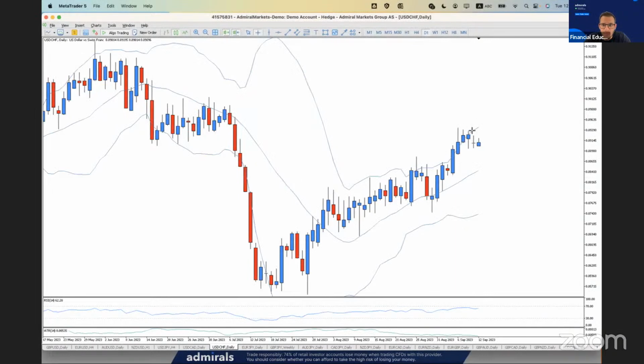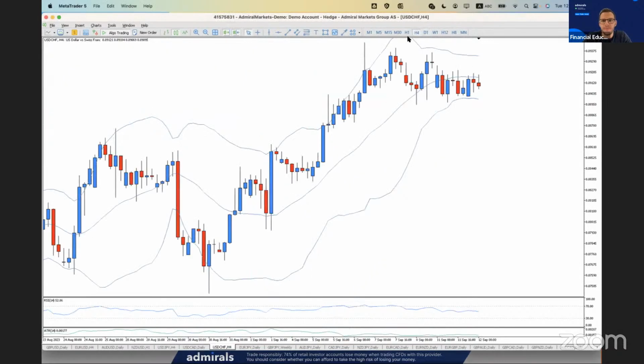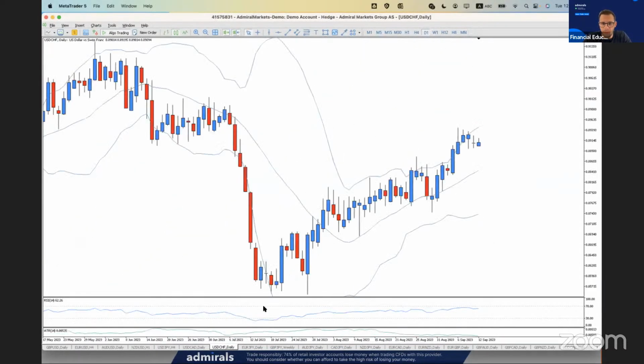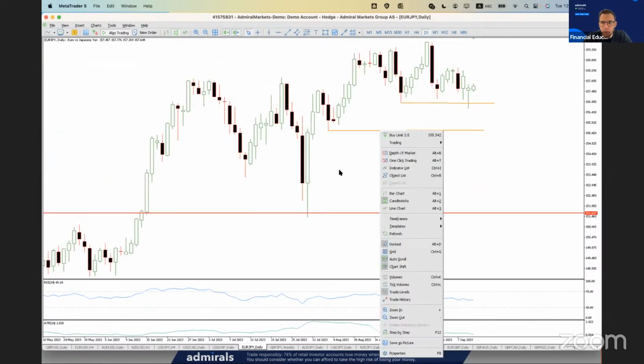So I wouldn't try to buy anything here, because trading the Bollinger Bands, either we're going to buy a reversal price action in the middle, or we're going to buy a reversal price action from the top of the Bollinger Band. But I don't trade any breakouts at the top of the Bollinger Bands on these time frames. Next one, Euro JPY.